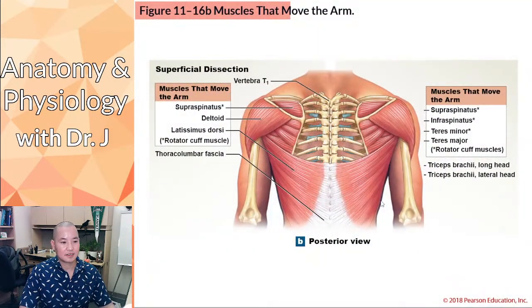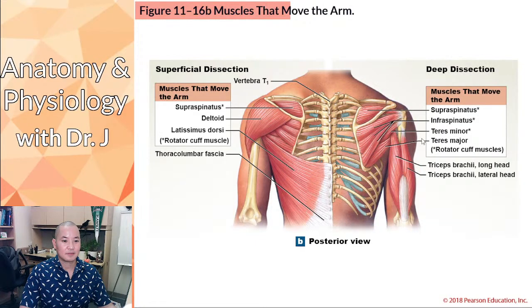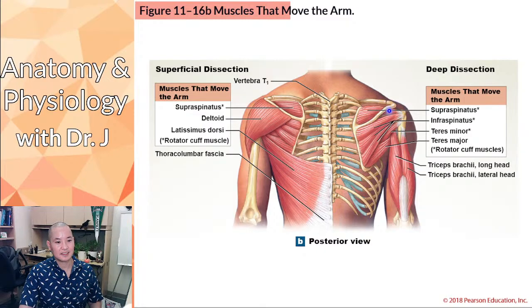And if we look at our posterior and remove some of the superficial muscles, bones, and structures here, now we can see the supraspinatus and infraspinatus again. Just like our superior and inferior are a role of opposites, the supraspinatus is above the spine of the scapula. The infraspinatus is below the spine of the scapula.